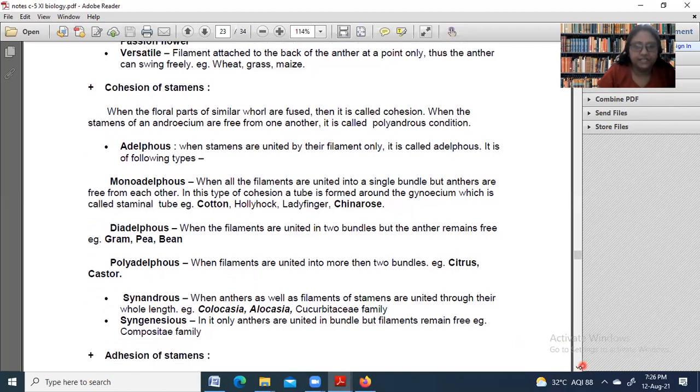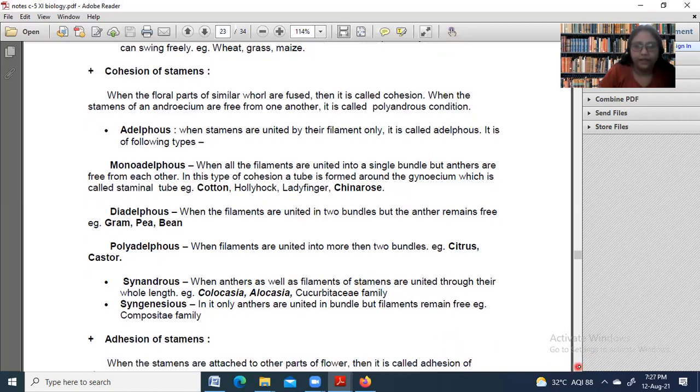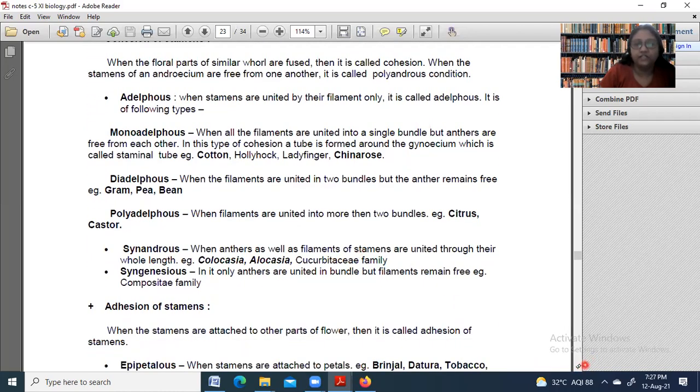Now, synandrous is the term used when anther as well as filament, all of them are actually united together. So filament is also united and anther is also united. Syngenesious are the cases where anthers are united, not the filament. Okay. Now we will talk about adhesion of stamens.